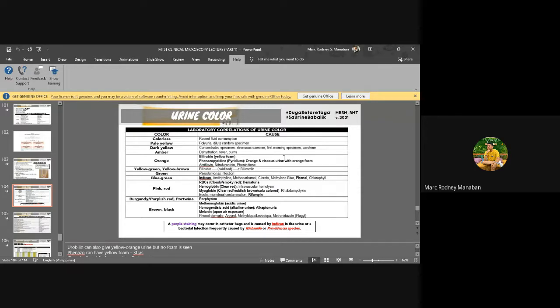Amber is dehydration, fever, or burns. Orange or even yellow-orange is bilirubin. Ang bilirubin po na siya yellow foam. Alright? So pag shake nimo na yellow foam na ma-produce. Phenazopyridine or pyridium na siya orange and viscous urine with orange foam. No? So phenazopyridine, dears, it's a drug. Usually used as an analgesic, meaning pain reliever sa urinary bladder. If na kayo ma-experience ng mga pain there, you can take phenazopyridine.